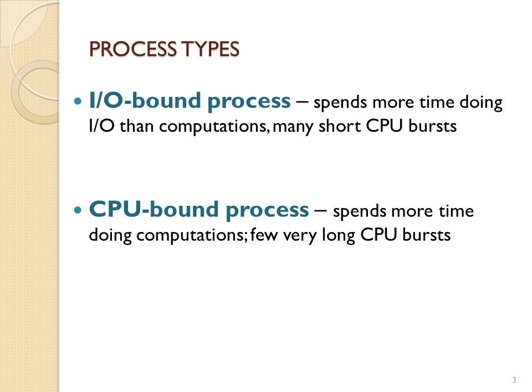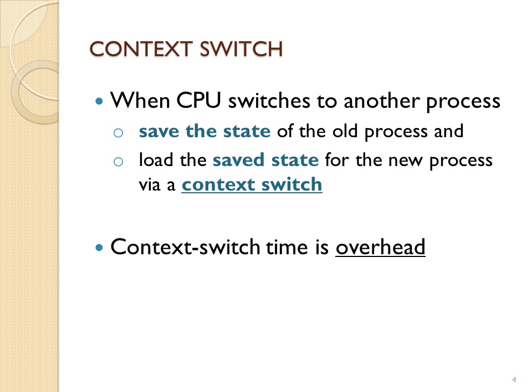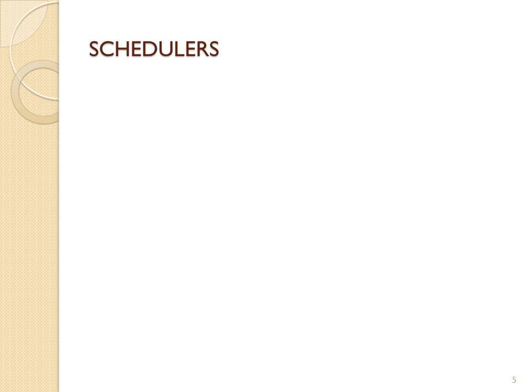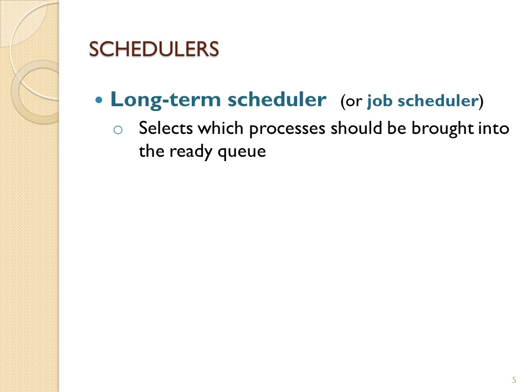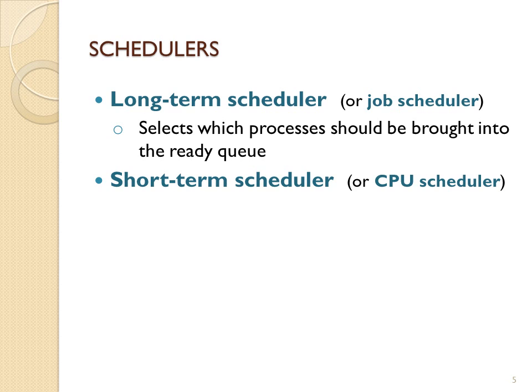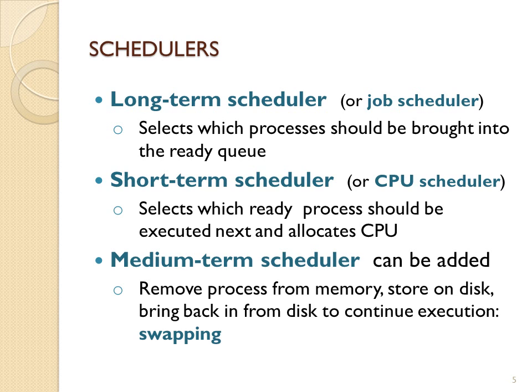So just remember that CPU bound processes are those processes that spend more time on the CPU, and IO bound processes are those processes that spend less time on the CPU and more time doing IO. And a context switch happens every time that a process has to save the current executing process and load the next one. And a context switch is overhead time. Your system has a long-term scheduler, a short-term scheduler, and possibly a medium-term scheduler. So review what those are.